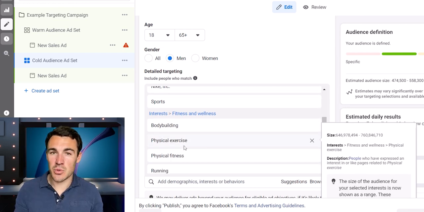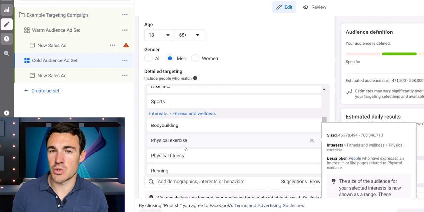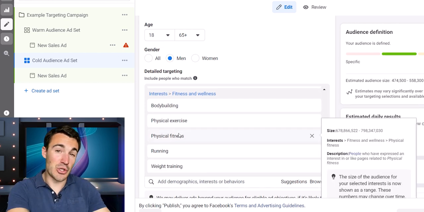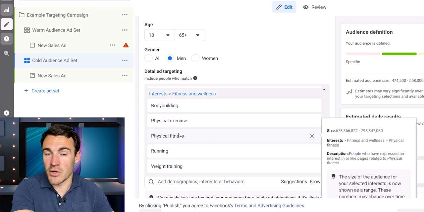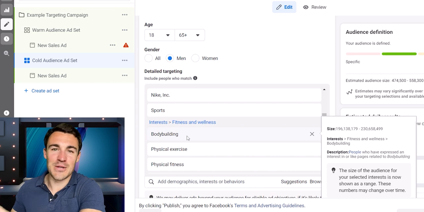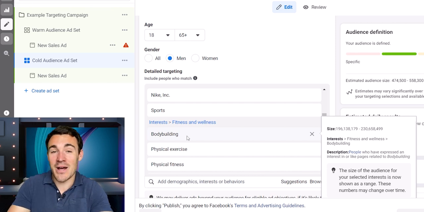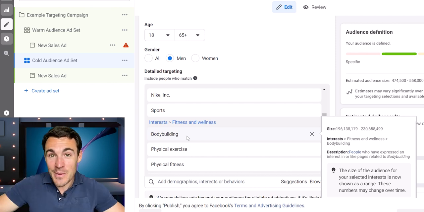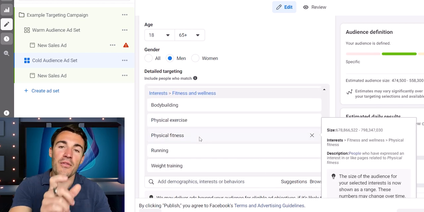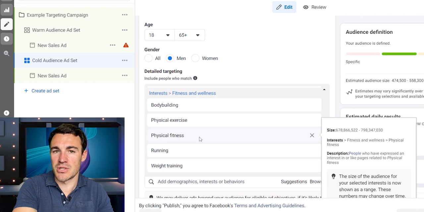And maybe out of those 12, the average cost per purchase is $20. But maybe there are some, like physical exercise and physical fitness, that produce a cost per purchase of, say, $12 or $10. And there are others like bodybuilding that produce a cost per purchase of $30 or $35. That's how we get the average of 20. Whereas if you split them all out, you can work all that out, and you can then narrow in on the best possible detailed targeting options and go with those.